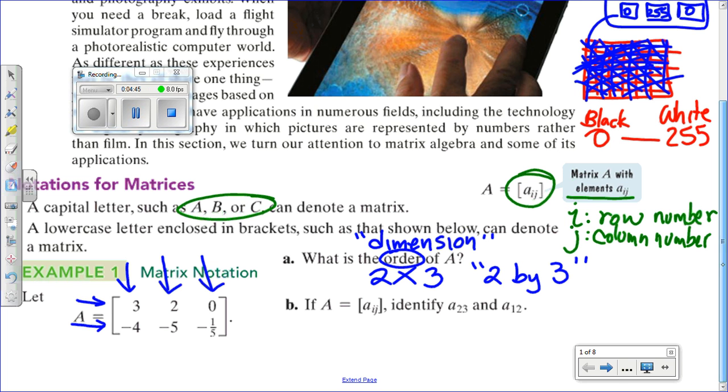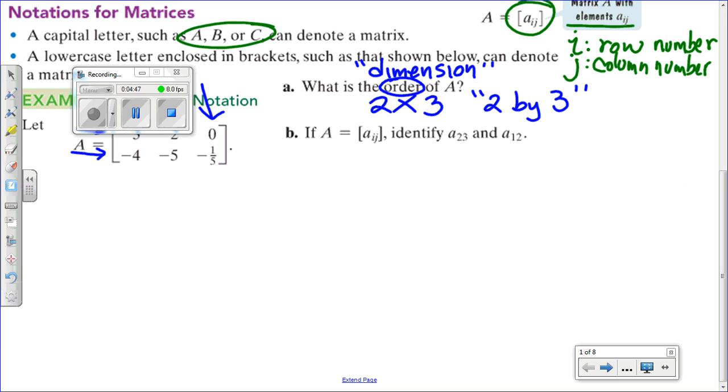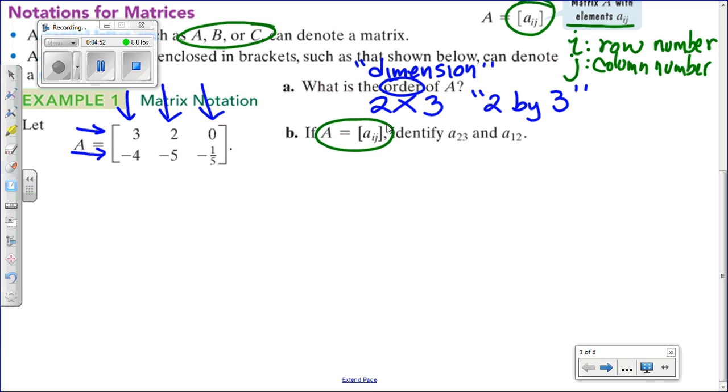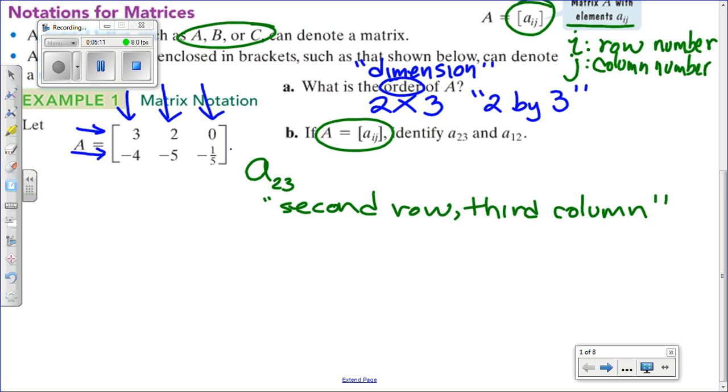For part B here, the question is, if A is that matrix that we have here, and all the elements could be denoted as such, the element a23. It's not a twenty-three, it's a 2 3, and that means second row, third column. So that will be equal to negative 1/5.